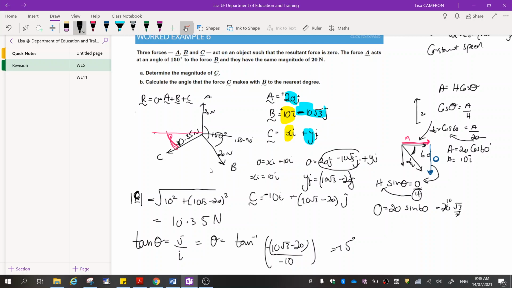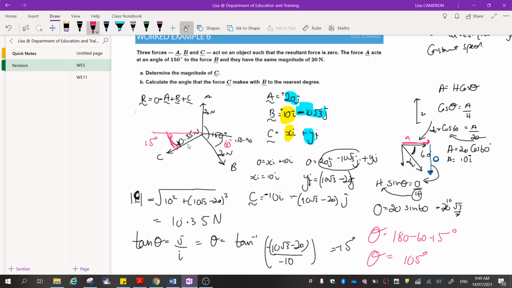So, now we're going to start looking at my diagram. I know that this angle here is 15 degrees. I know that this angle in here is 60 degrees. I know that the whole thing has to add to 180. So if I want to find the angle that C makes with B, all I have to do is 180 minus 60 minus 15, and that is going to give me 105 degrees. Okay, and that's how I work out that stuff.